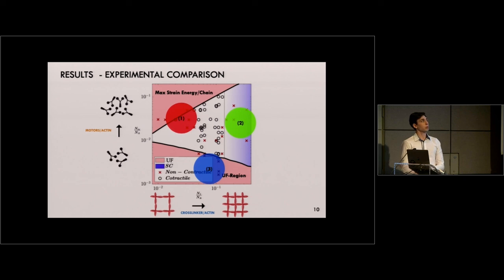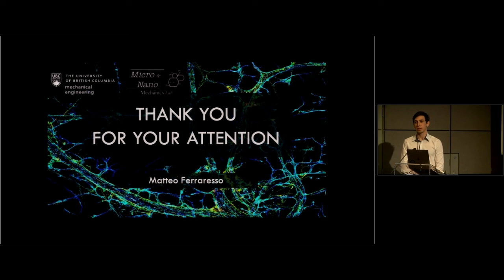So in conclusion, our model accurately predicts the boundaries of spontaneity for different cytoskeletal networks. And I thank you for your attention, and I'd be happy to answer.